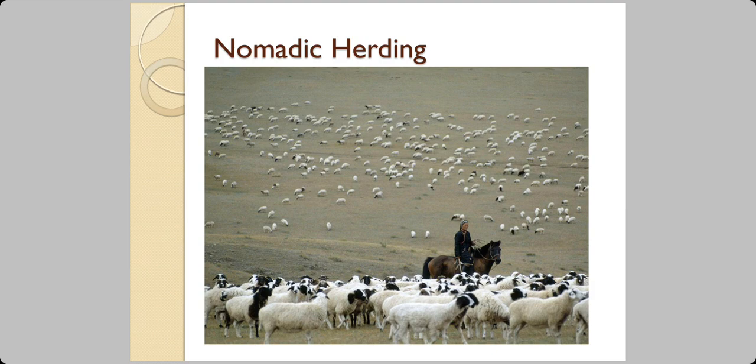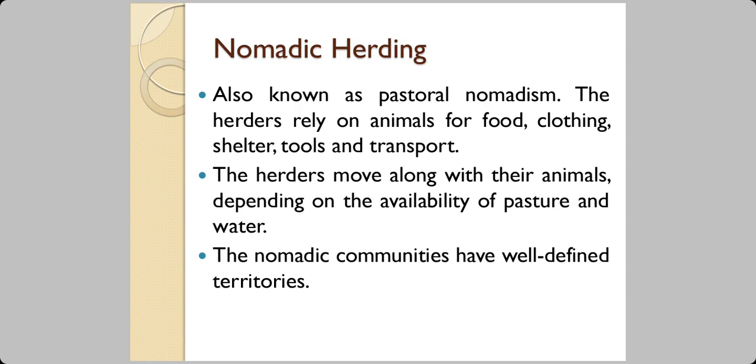Now we talk about what is known as nomadic herding or pastoral nomadism. Both mean the same thing. The herders who are practicing pastoral nomadism rely on animals for food, clothing, shelter, tools, and transport. They keep moving along with their animals, and that depends on the availability of pasture and water. If they find pasture in place X, then they stay there for some time, then they move to place Y and then to Z, and keep on moving like that. But even though it appears that they are homeless people, no, that's not right, because they have well defined territories.